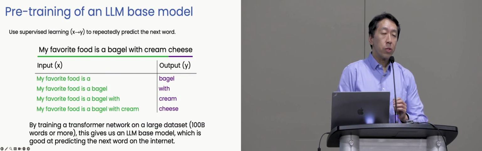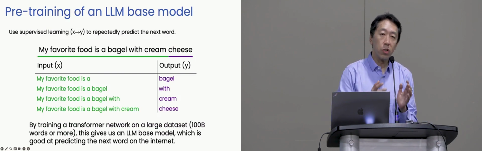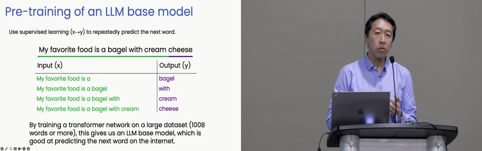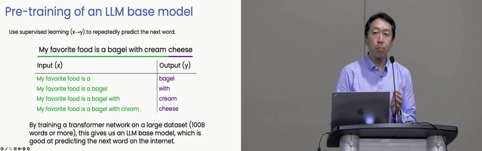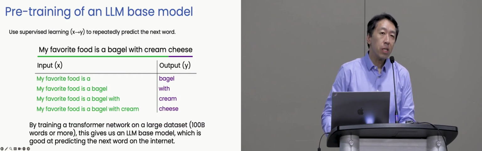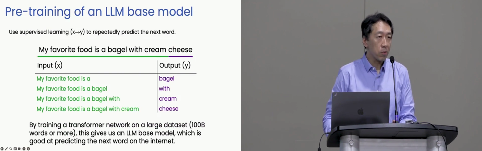When you scrape a very large data set off the internet and other sources, 100 billion or sometimes more than 1 trillion words, and train a neural network, this gives you an LLM-based model, which can be very good at predicting the next word on the internet. Now, when you use ChatGPT or Bard or Bing Chat or other products, they don't just predict the next word, they learn to follow instructions.